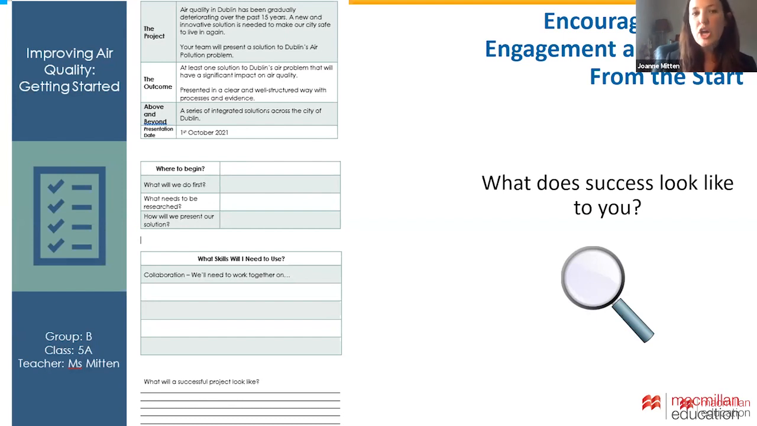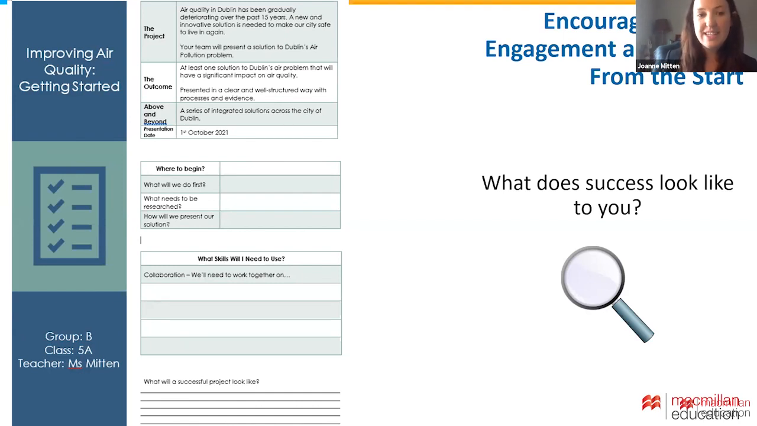And then we have a section above and beyond. So going beyond expectations. If they create a series of integrated solutions across the city of Dublin, that is above and beyond what's being asked. They can decide to stick to the normal outcome, or they can really push themselves and go above and beyond. So already you've set the expectation and what they should be aiming for.